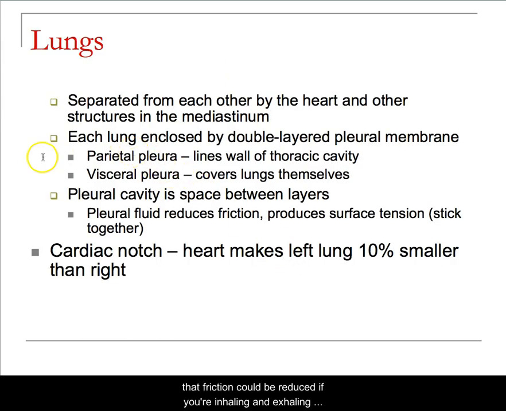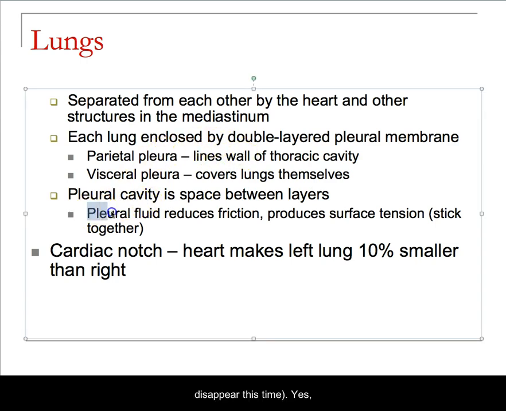The lung itself actually is surrounded by a double layer of pleural membranes. And remember back in AMP1, I made a big deal out of this so that friction could be reduced. If you're inhaling and exhaling a soft tissue like your lungs, you want to surround it with something, and you'll actually have a visceral pleura that covers the lungs themselves, and you'll have a parietal pleura that lines the thoracic cavity, and then you're going to put in that pleural fluid to reduce friction.